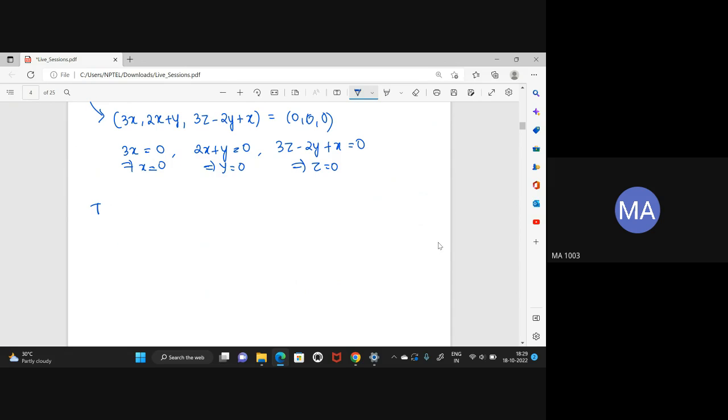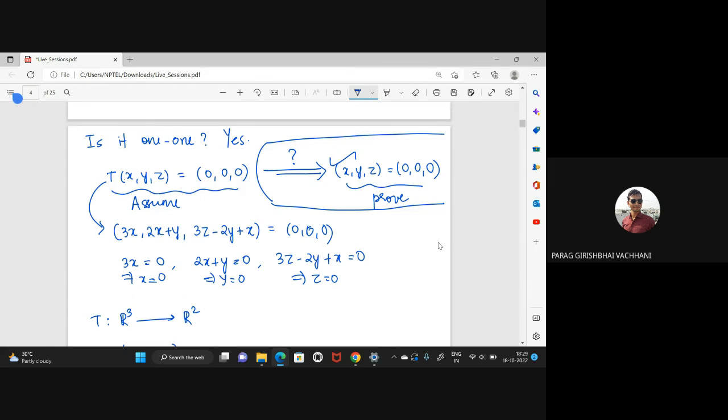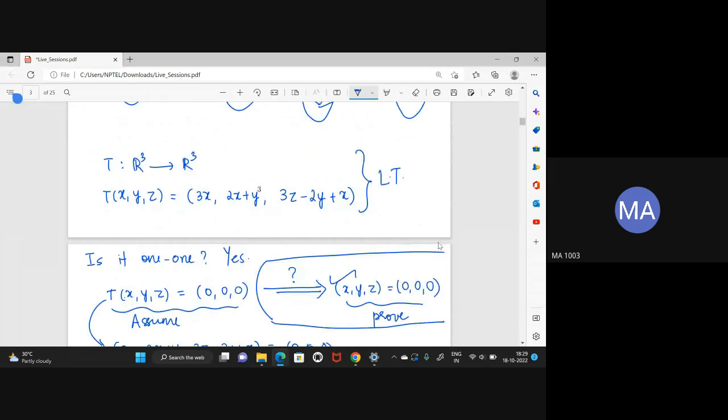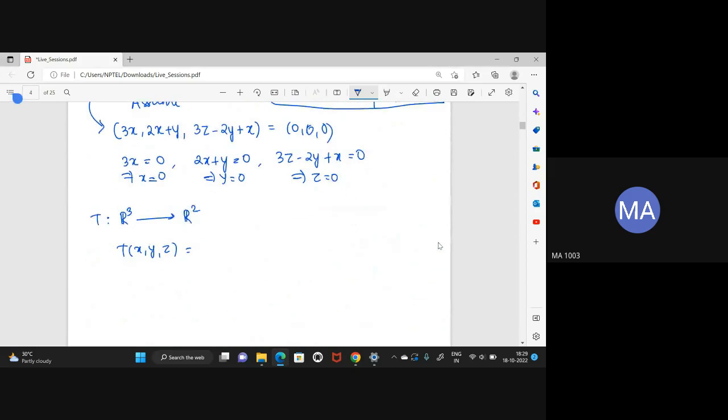Okay, so now what about R3 to, say, R2? Excuse me, madam, if the codomain is R4 rather than R2, then will it be a one-to-one function or not? We will check that. We will check the properties.